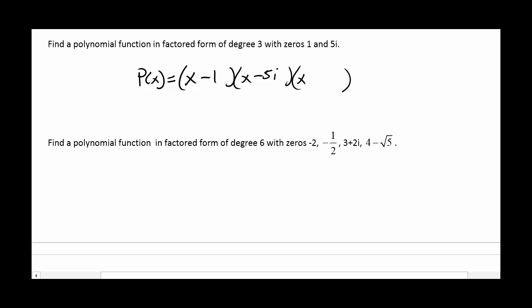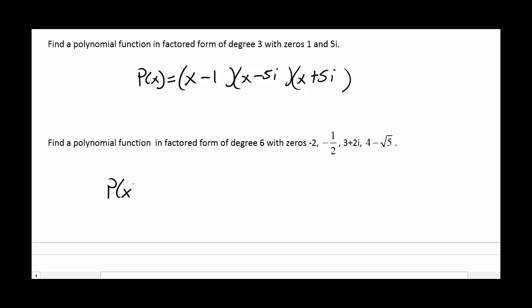And now we sort of have this question mark. What about the other one? They only gave us 2 zeros, so what about the third one? Okay, well, that's where the complex conjugate rule comes in. If a complex number is a solution to a polynomial, then its conjugate is also a solution of the polynomial. So if x minus 5i shows up as a factor, then x plus 5i would also show up as a factor.